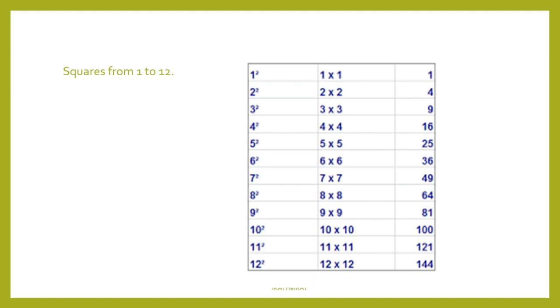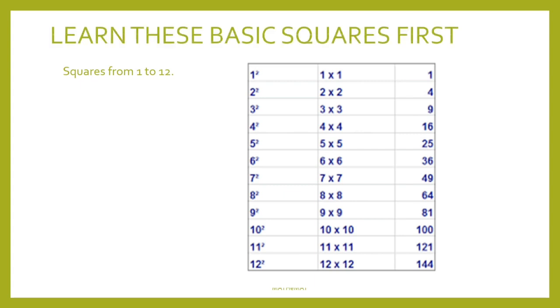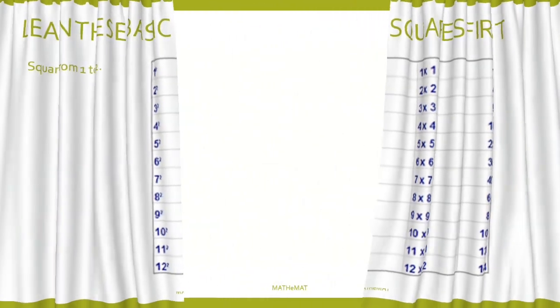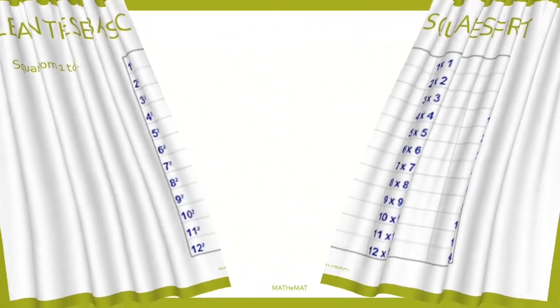So friends, these are the squares from 1 to 12. 1 square 1, 2 square 4, 3 square 9, 4 square 16. Okay, so dear friends, let's start the method here. Already you learnt the basic square numbers from 1 to 10.